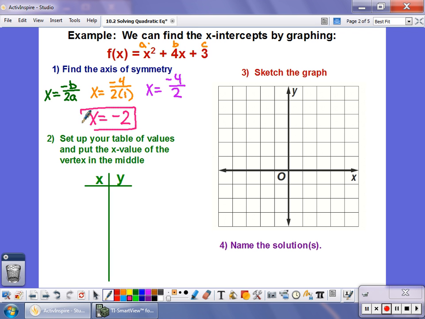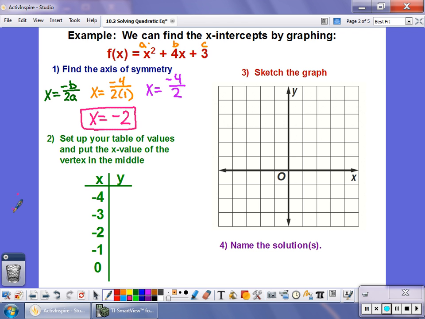Now the reason this is important to find is because when we go to make our table of values, we want to start our table of values using the vertex. And we know the vertex is going to go right through the axis of symmetry. So I know the middle value in my table should be the x value of my vertex. And I want to put in about two numbers above the vertex and two numbers below the vertex, so I get numbers on either side.